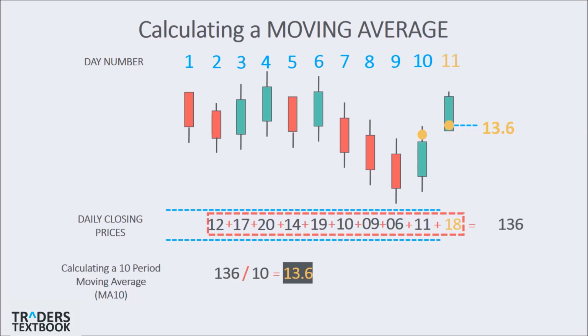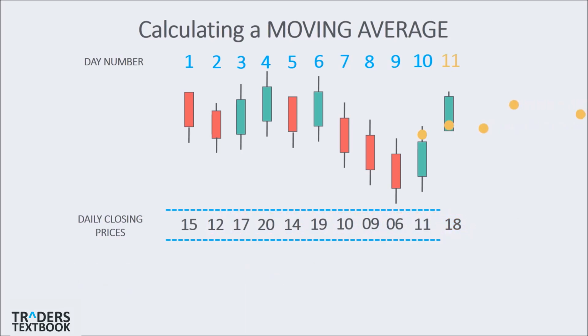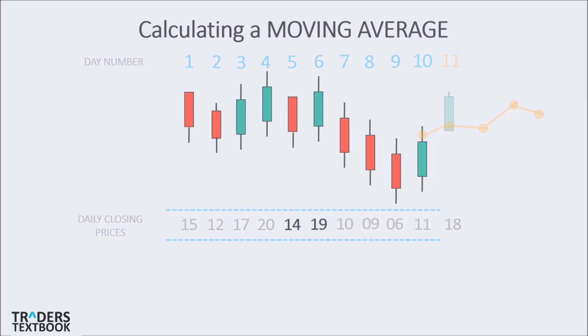So we now have 2 points which we can connect together to start creating a line. And so it continues as we move forward in time day after day. The 10-period moving average line then starts to develop and grow and move.